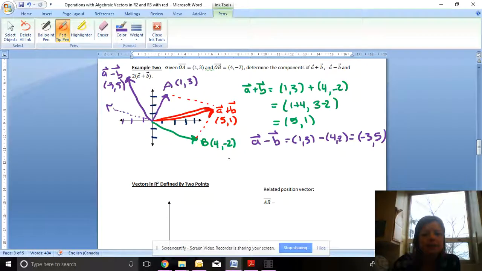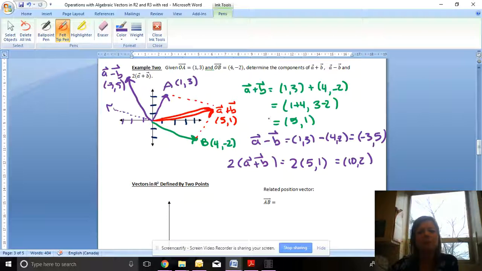Then finally it asks for 2 times A plus B. Well, we already found that A plus B is 5, 1. So that would be 10, 2. So again, we'd be going over 10 up 2. It would just be this vector in the same direction, but it would be double the magnitude.